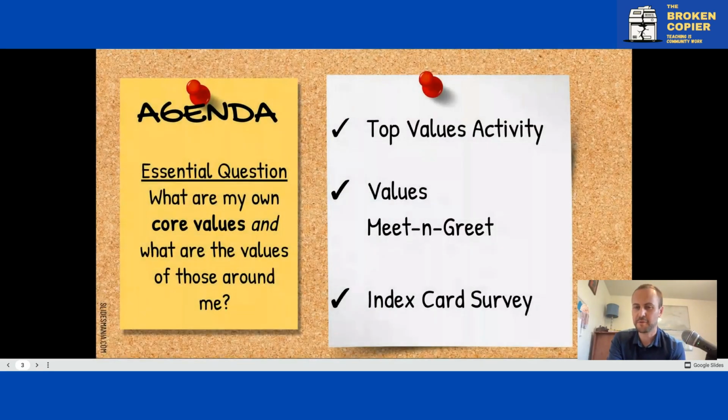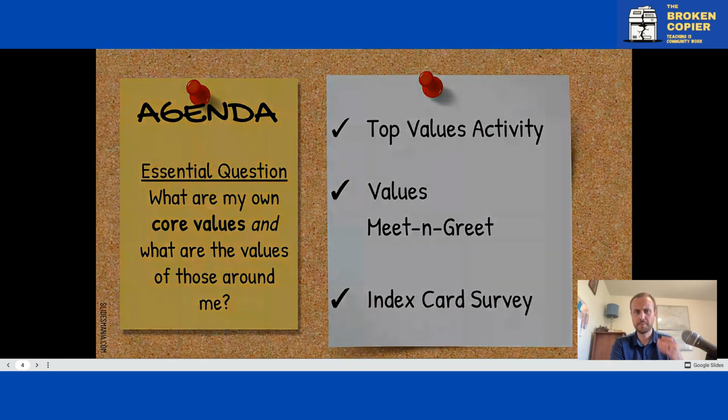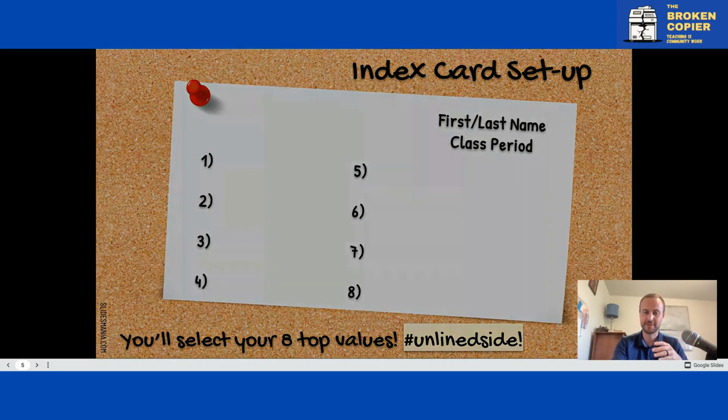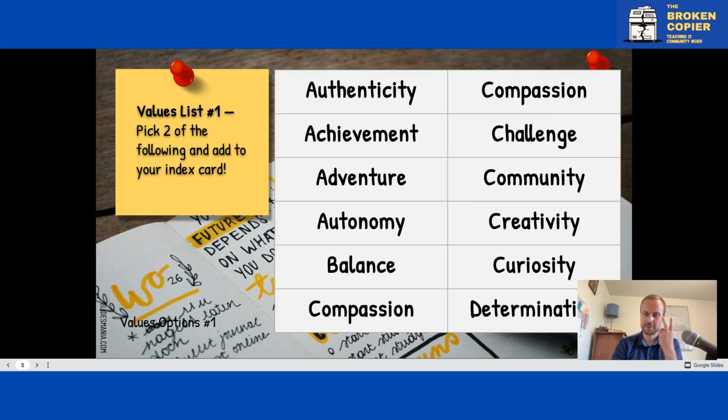This is a 35 to 40-minute lesson. First day of the school year, typically for me, especially with my sophomores. So they get this index card and they fill out first and last name, class period, and then 1 through 8. And they're going to write down 8 core values over the next 4 slides. So 8 divided by 4, that's 2 per slide. On the first slide, it'll look like this. They're going to write down 2 of these words that mean something to them in terms of who they are, what they value now and going forward.